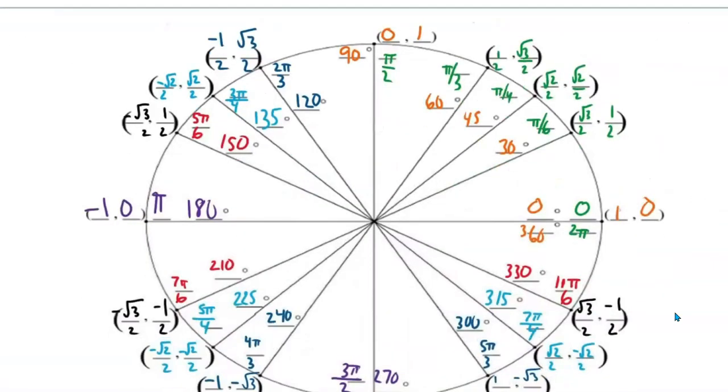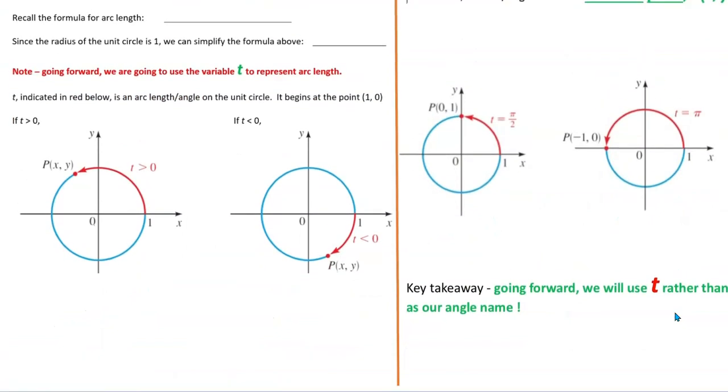Okay, here's another copy of it. Okay, so now we're going to do something else. We're going to say, remember the formula for the arc length. It was S equals R times theta. And so S was the arc length. R was the radius. And theta was the angle.